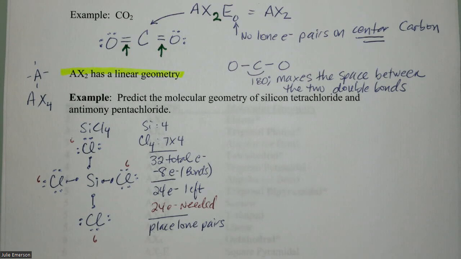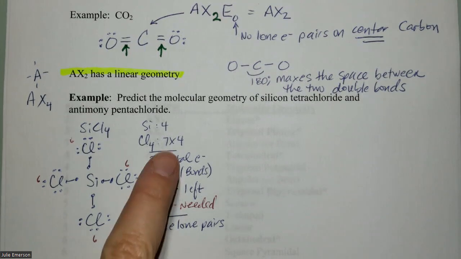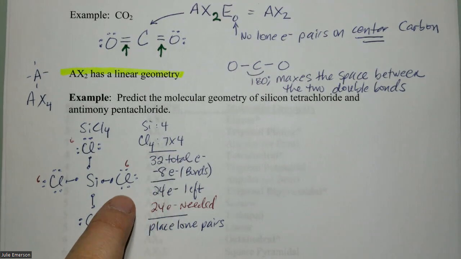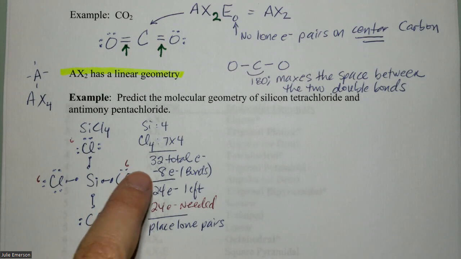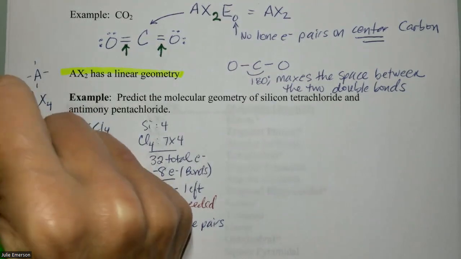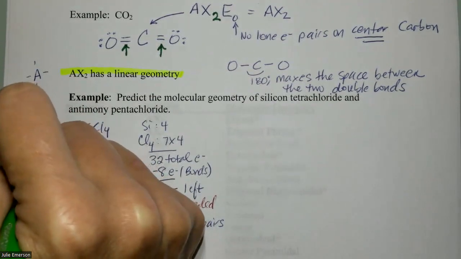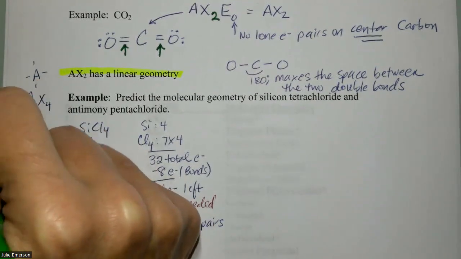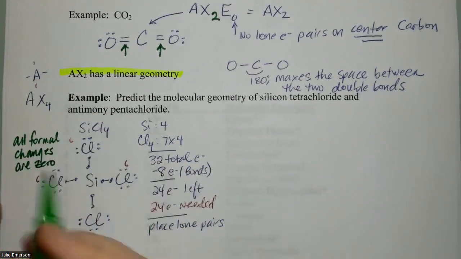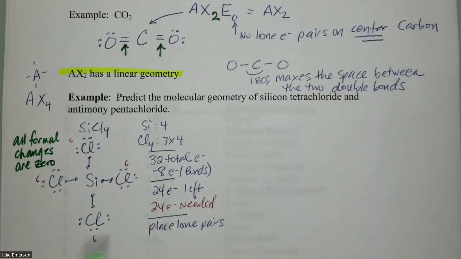Silicon comes in with 4. We've assigned it 1, 2, 3, and 4. So silicon formal charge is 0. Each of the chlorines look the same. They come in with 7. We've assigned it 1, 2, 3, 4, 5, 6, 7. So in this case, all formal charges are 0. So that's another indication that we've got the right structure. Sorry, that came out as like an N. That's supposed to be an R. So all formal charges are 0.